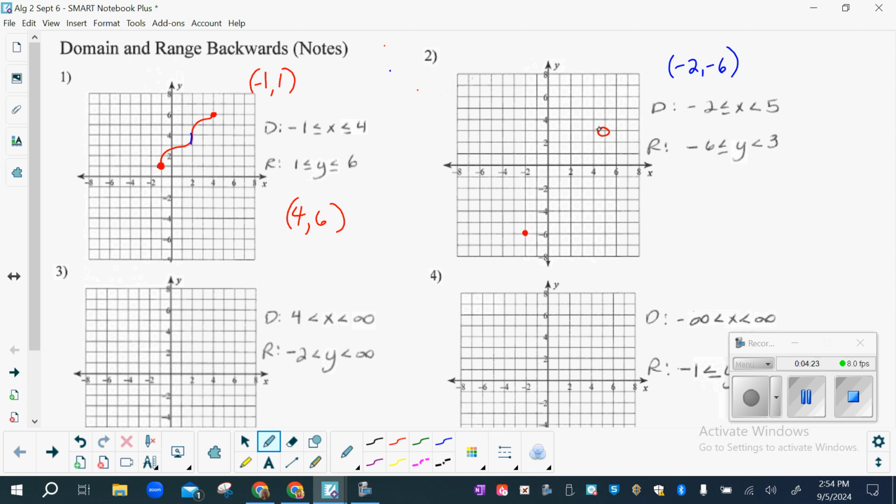And then we just need to connect that. It can't go outside my domain and range. So if I want to connect it just with a straight line, I can. If I want to curve it, I can. I just couldn't go like that, because then that brings my domain out here, and I don't want that.